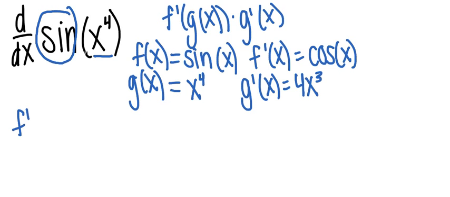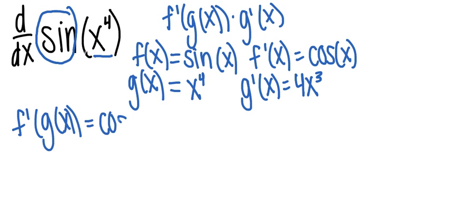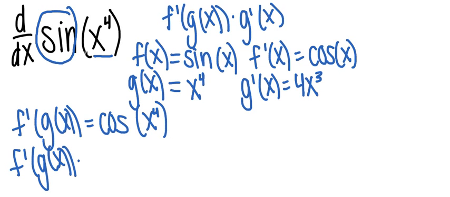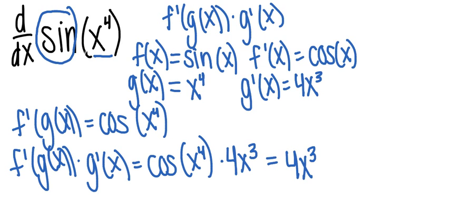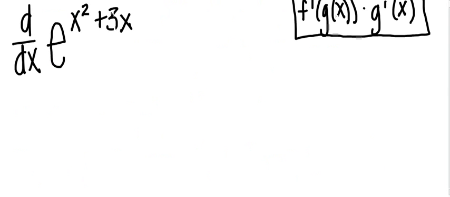F prime of g of x equals cosine of x to the fourth. F prime of g of x times g prime of x equals cosine of x to the fourth times 4x cubed, which can be simplified to 4x cubed cosine of x to the fourth. Let's do another example. Let's take the derivative of e to the x squared plus 3x.